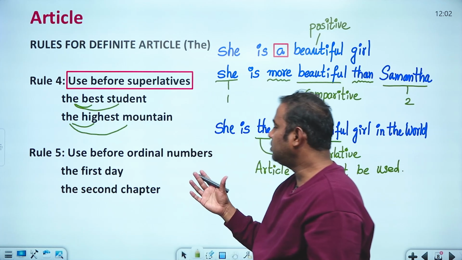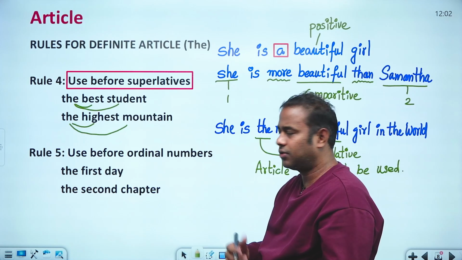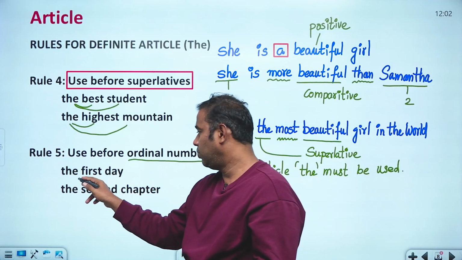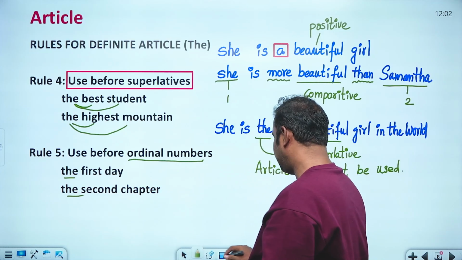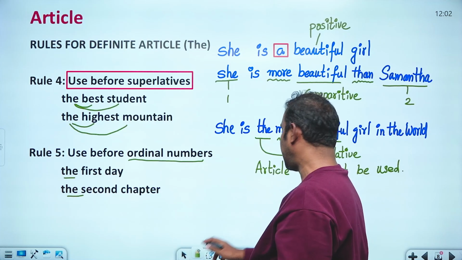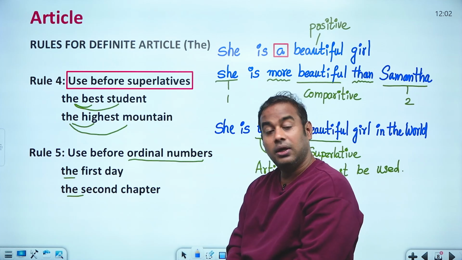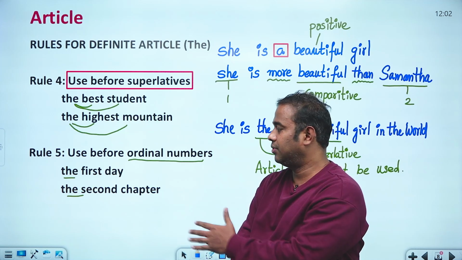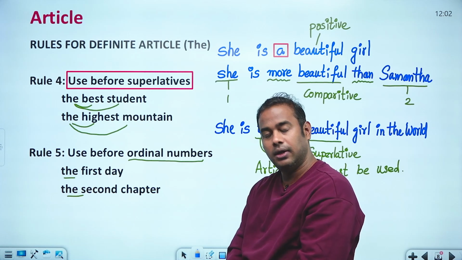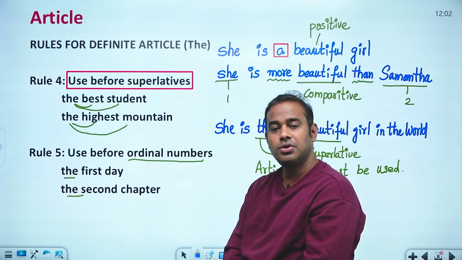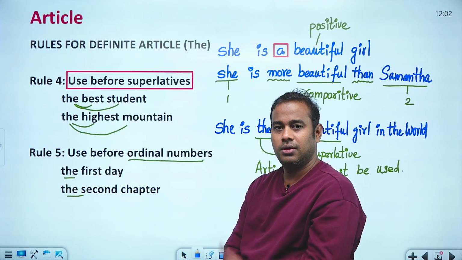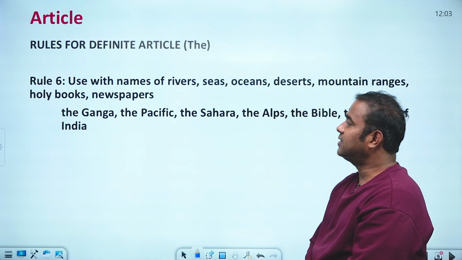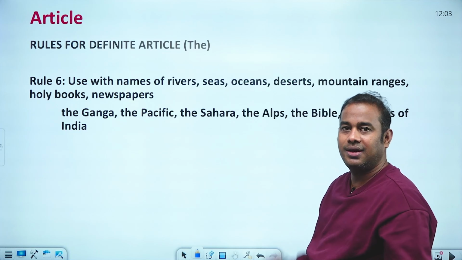Then use before ordinals, numbers, etc. Ordinals and numbers are also adjectives. So the first day, the second chapter, the first hour, all these also come under the category of the definite article, in front of most of the adjectives. Whenever you are using ordinals and cardinals, you must use the definite article in front of them. That's one point.